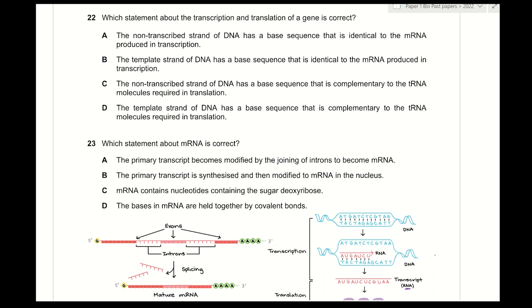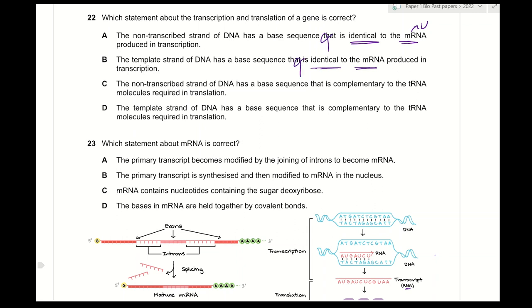Question number 22, which statement about the transcription and translation of a gene is correct? A, the non-transcribed strand of DNA has a base sequence that is identical to mRNA. So both of these are incorrect. The reason for this is that DNA doesn't have uracil and mRNA has uracil. So it's impossible that they are both identical. So both of these are incorrect.